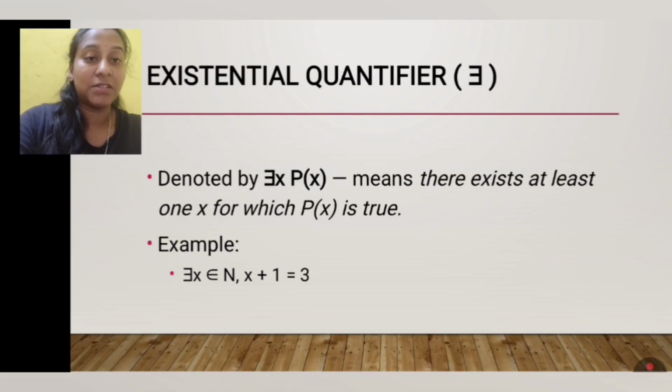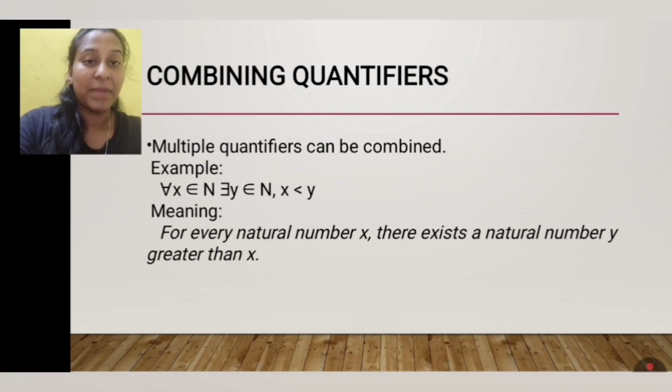Existential quantifiers are denoted by there exists x, P of x, meaning there exists at least one x for which P of x is true. Example, there exists x belongs to N, x plus 1 equals 3. We can give x equals 2. Here the statement x plus 1 equals 3 is true for some values, and for other values it is not true.